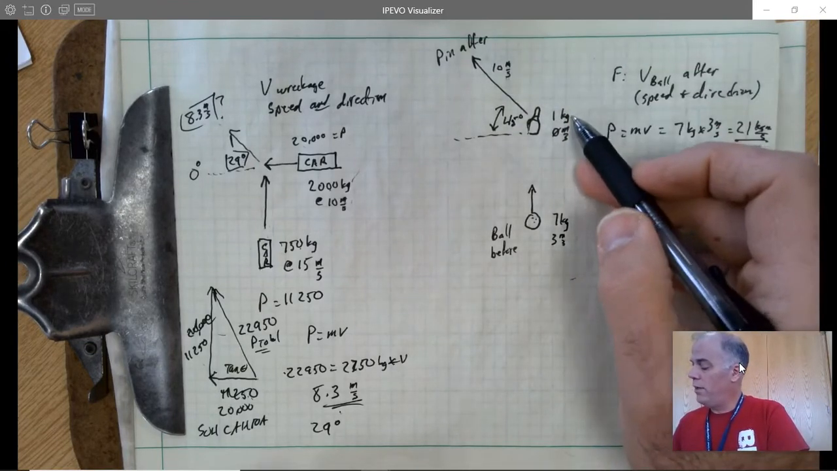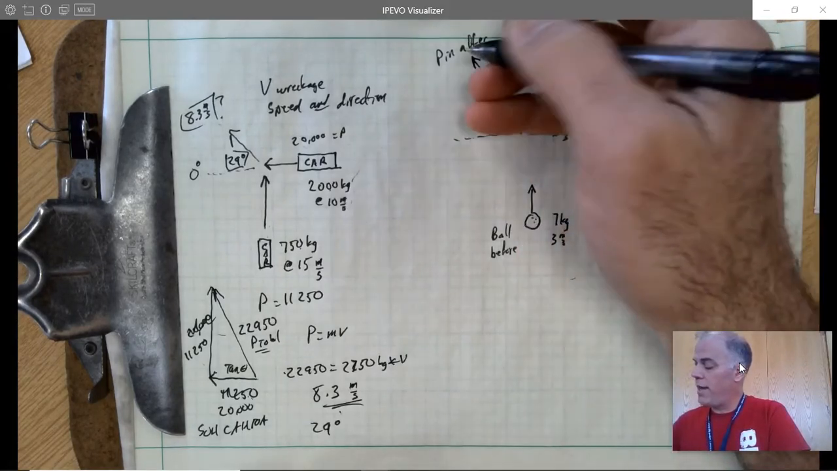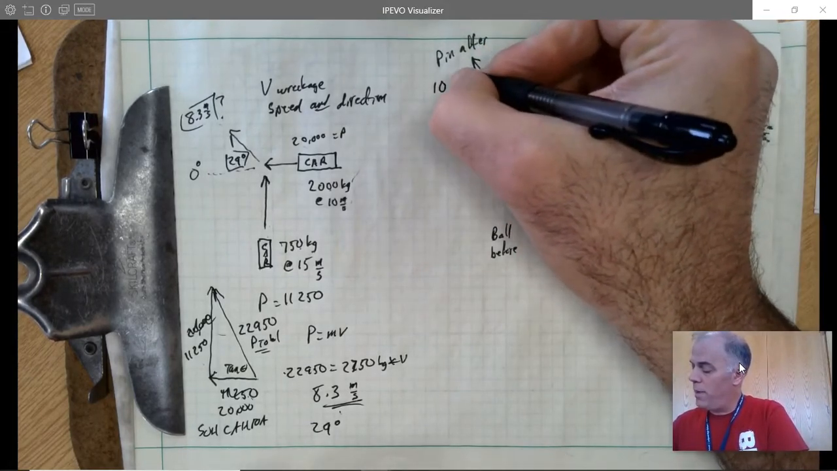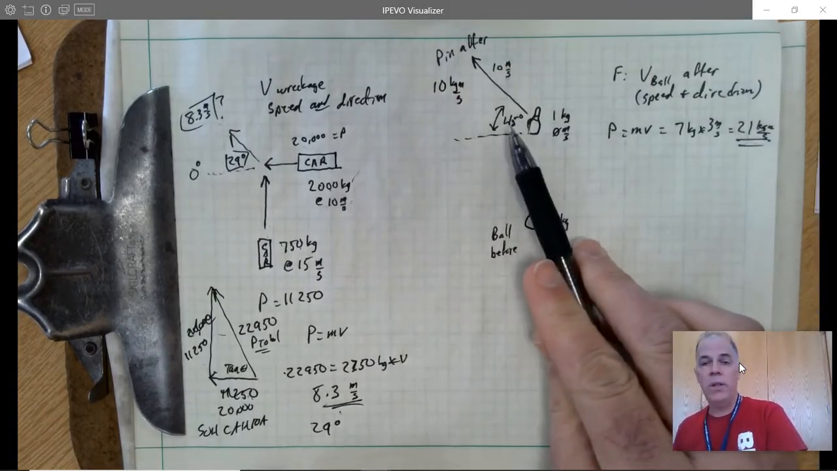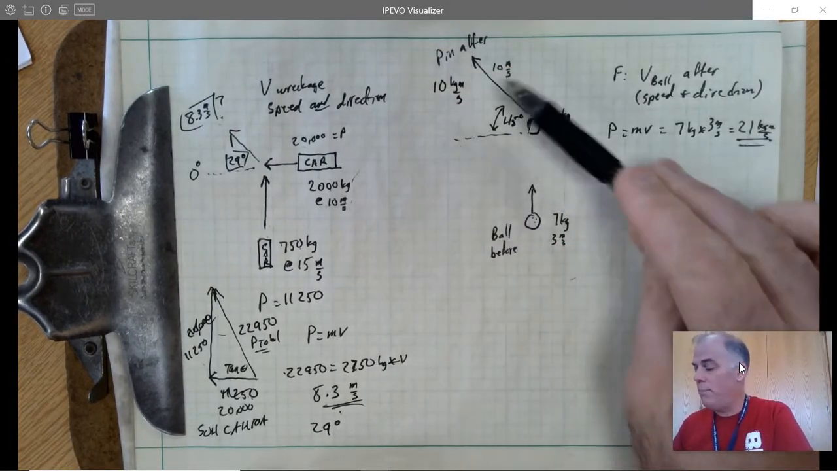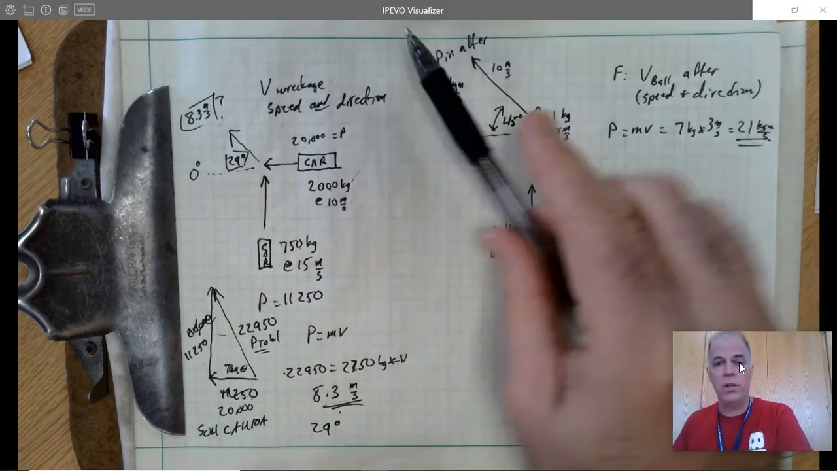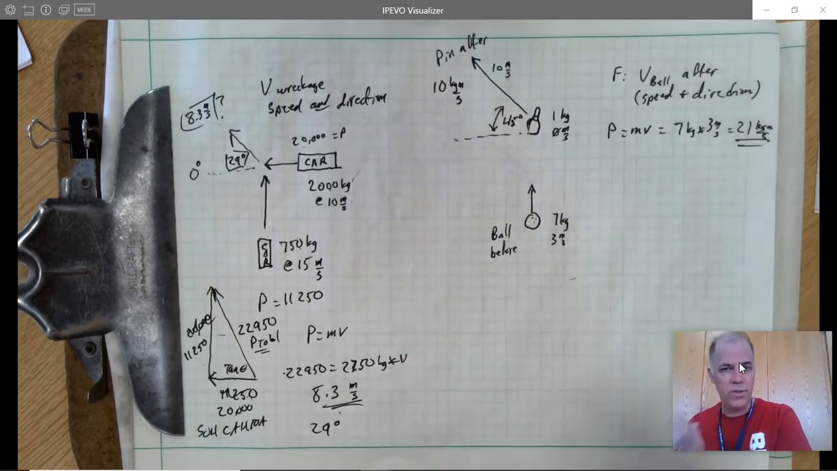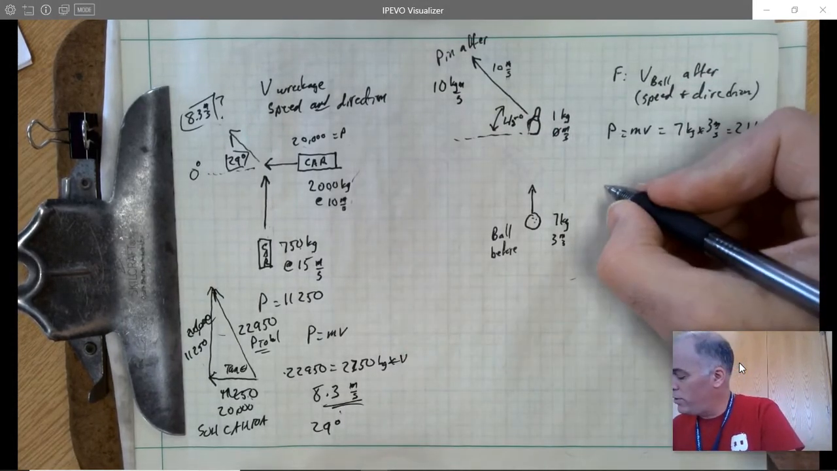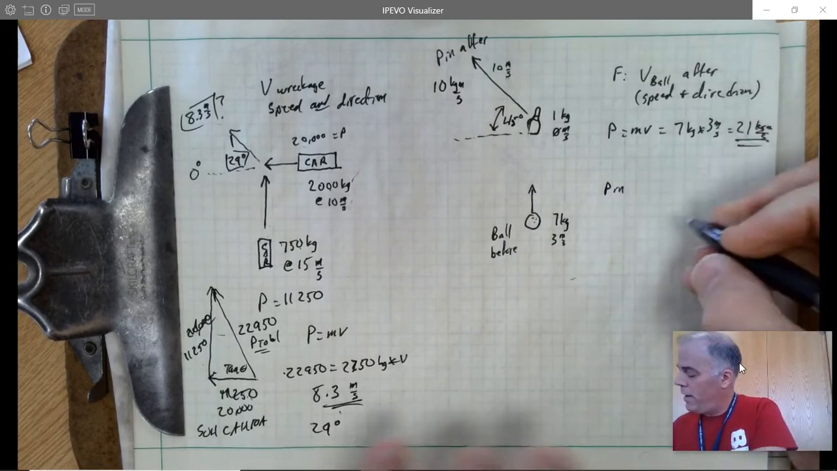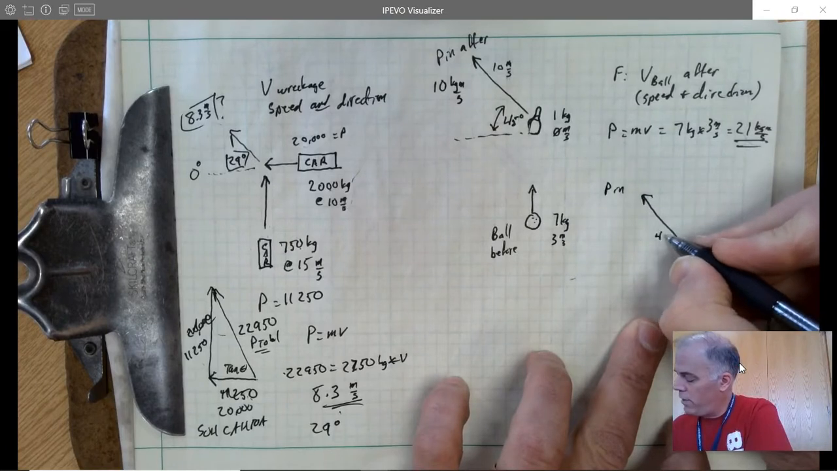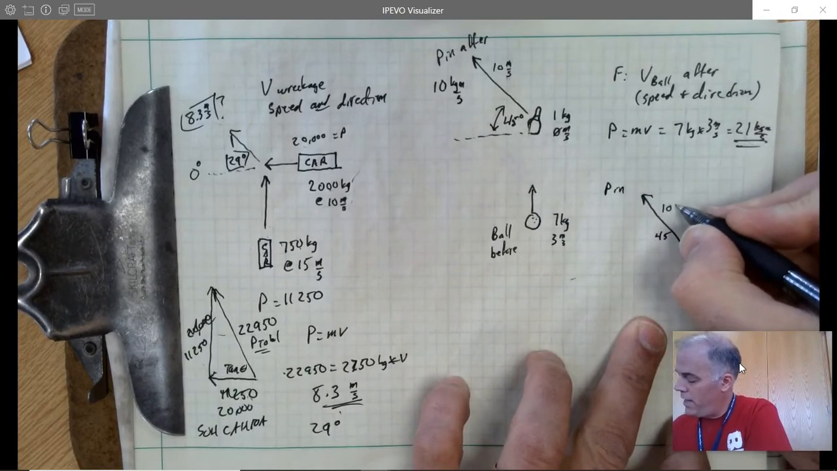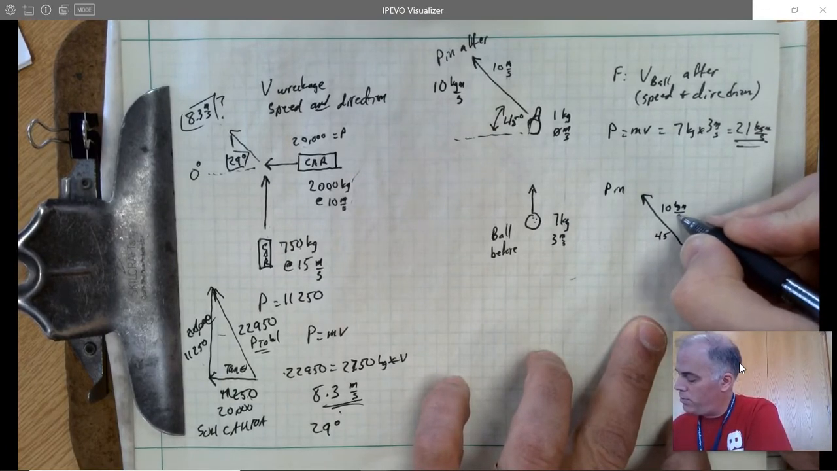And since it's 1 kilogram and it's moving at 10 meters per second, that means the momentum is 10 kilogram meters per second. But what we really have to do here is break that momentum into its vertical and horizontal components. So here we go with trig again. So this is for the pin, and we have 45 degrees, and this is 10 kilogram meters per second.